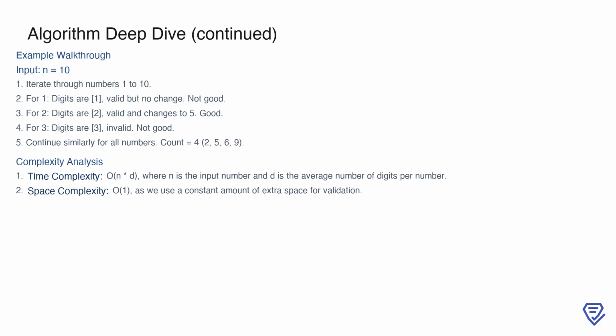Now, regarding complexity, the time complexity is n*d, where n is the input number and d is the average number of digits per number. This is because we process each digit of every number. The space complexity is O(1), as we only use a constant amount of extra space for validation and tracking flags.